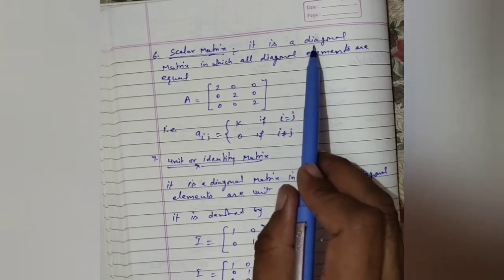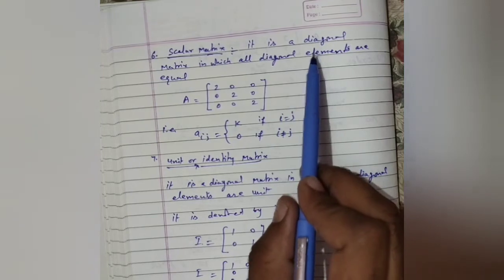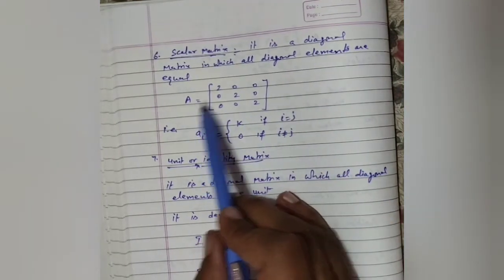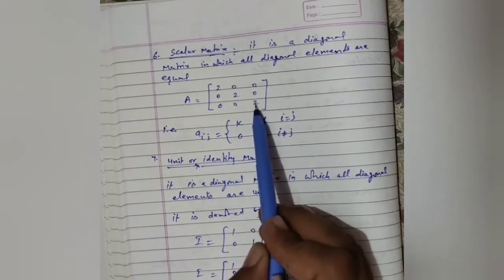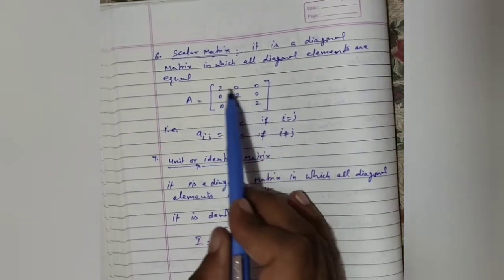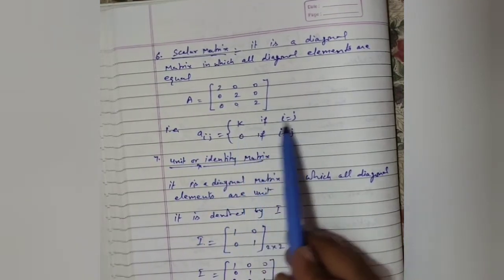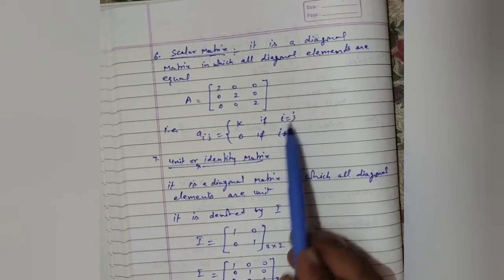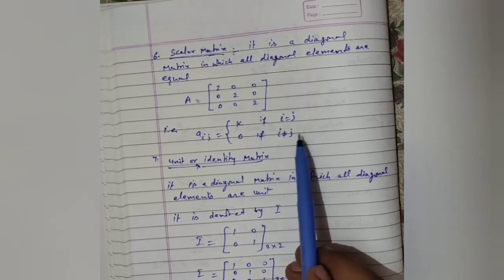A diagonal matrix must be a square matrix and its non-diagonal elements are 0. A matrix A equal to 2 0 0, 0 2 0, 0 0 2 is a scalar matrix, as all its diagonal elements are equal. That is, aij is equal to k if i is equal to j for diagonal elements, and 0 if i is not equal to j for non-diagonal elements.